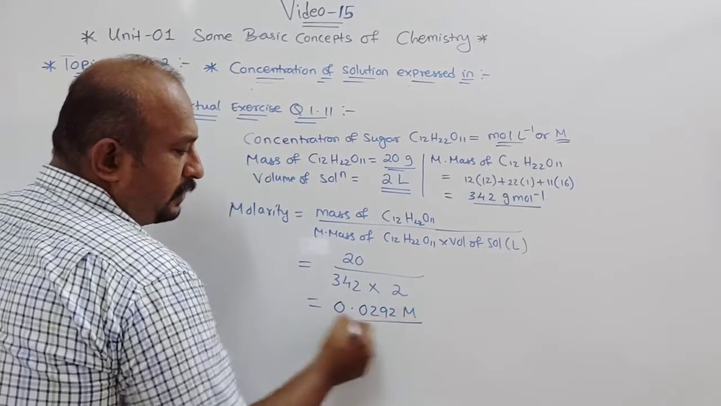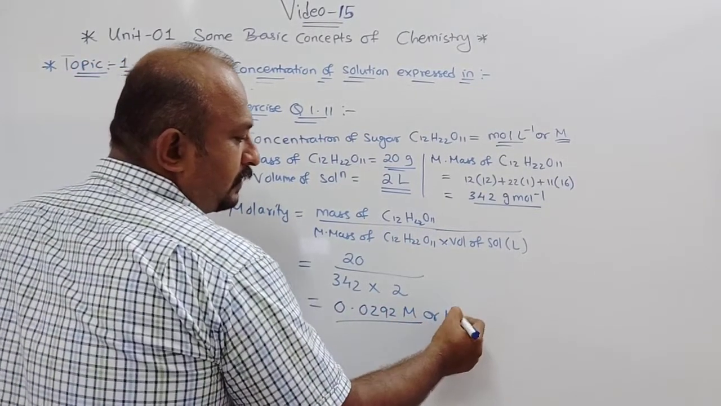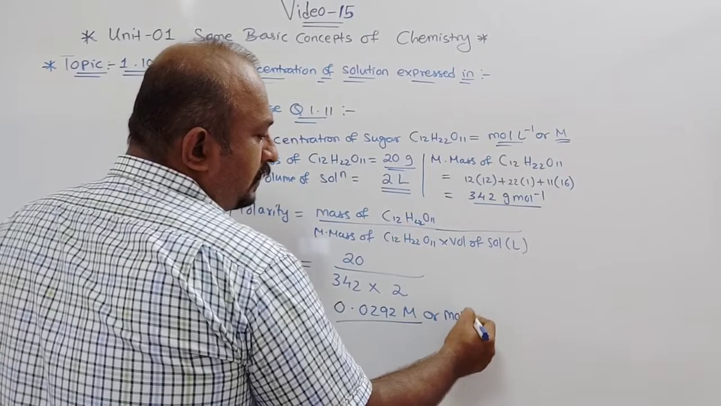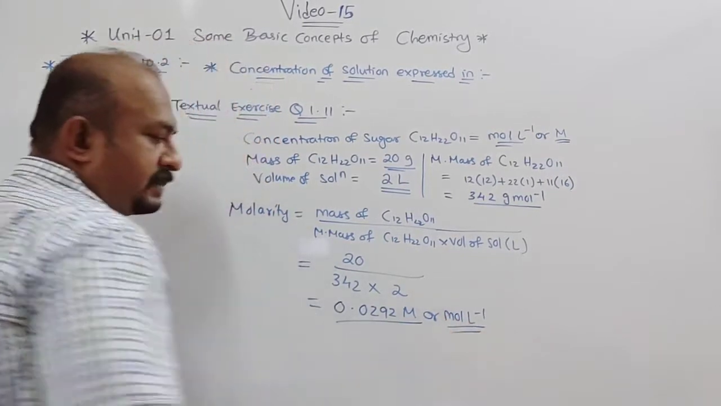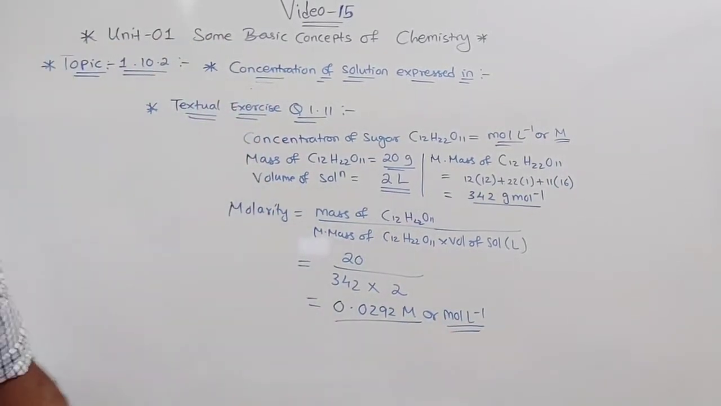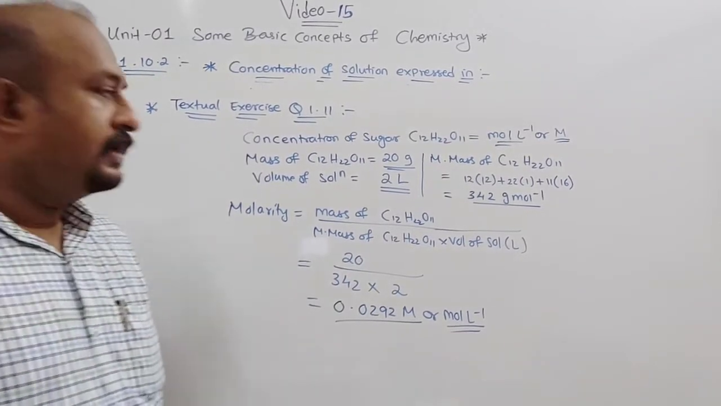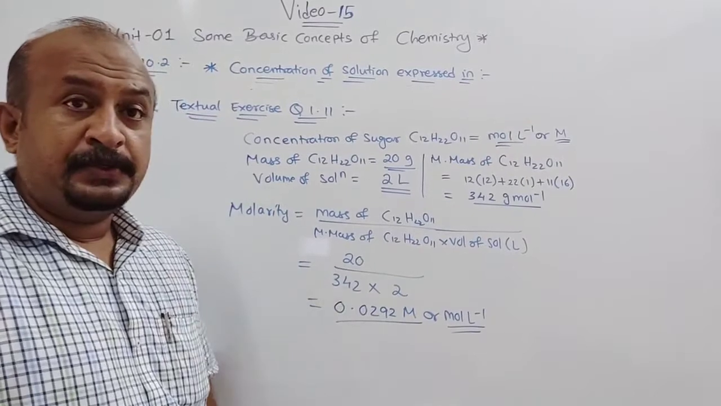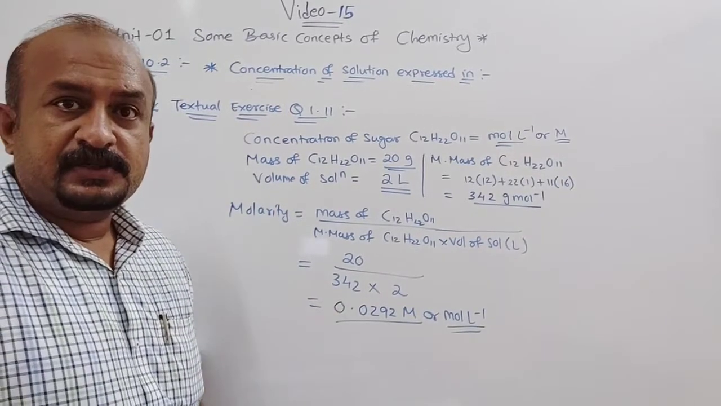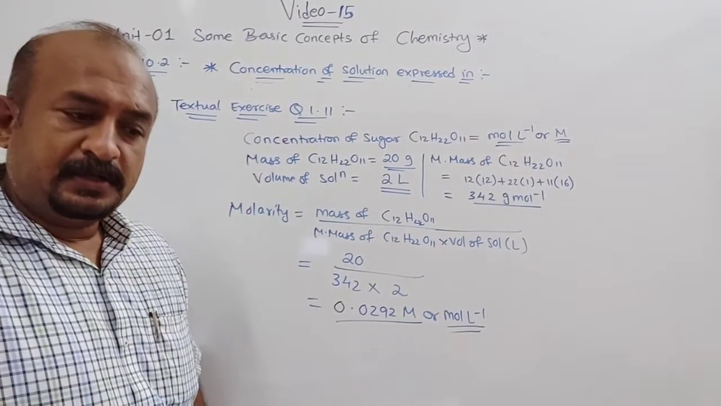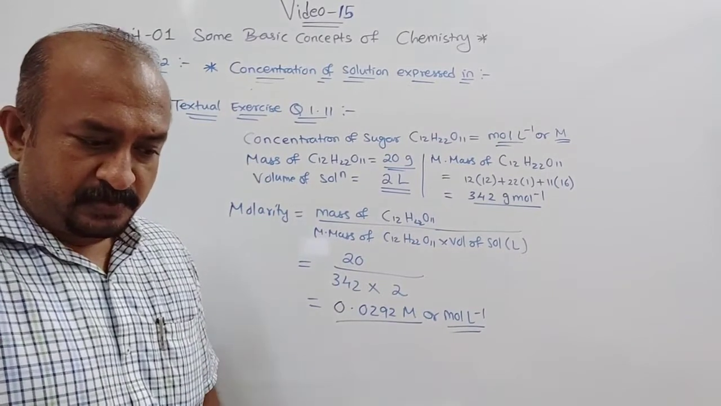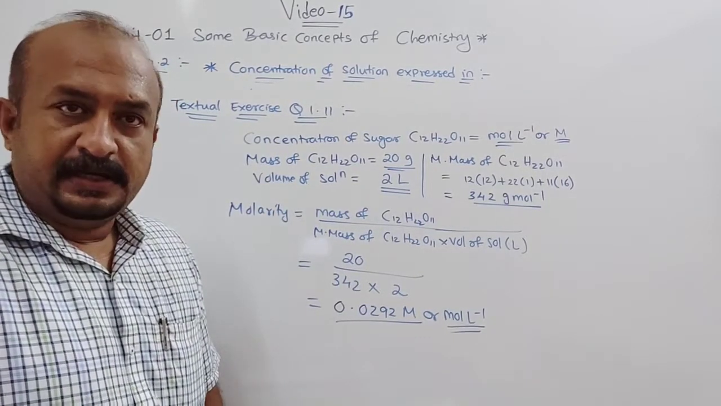0.0292 molar, or mole liter inverse. Understood? Mole liter inverse means molarity only. 0.0292 is the answer for this. So I think this part is clear to you. This was the sum which was there in your exercise question. Few more questions are there; we will discuss them later on.